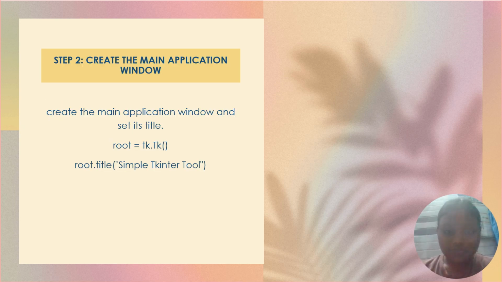Next, step 2 is to create the main application window. We have to create the main application window and set its title: root equals tk.Tk, root.title, simple Tkinter tool. We have to create this main application window.